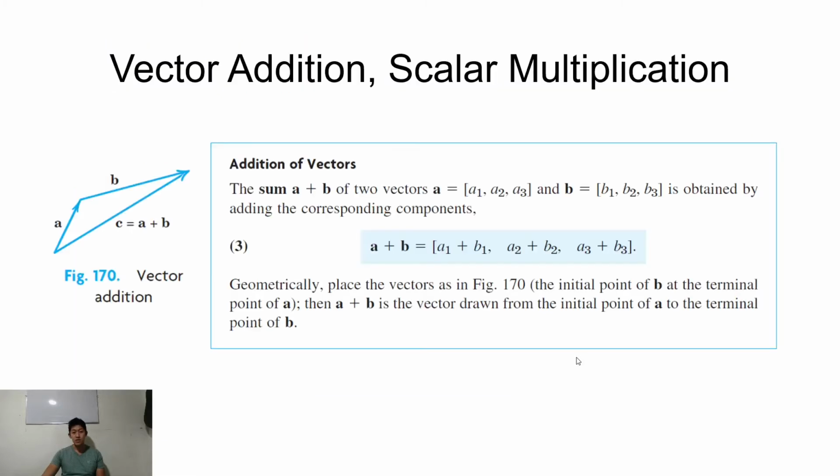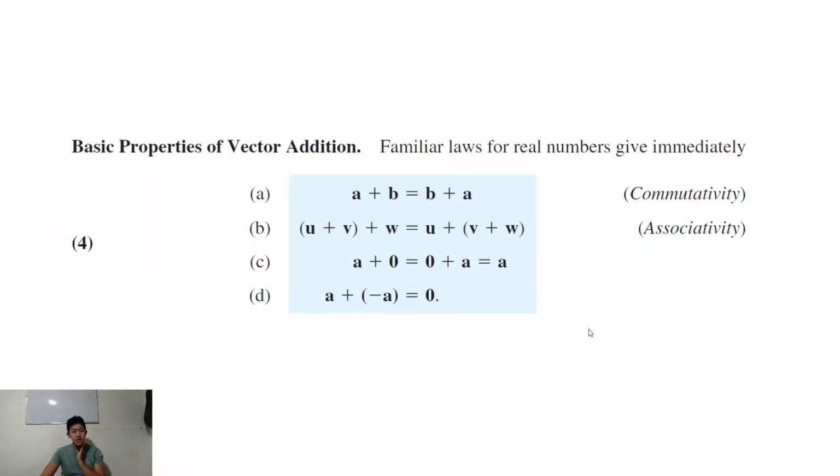To add vectors, you add the corresponding components. For example, a1 plus b1 is the first component of your vector a plus b. So you just add the corresponding components. By the way, these are the properties of addition: commutative and associative. You can add this first or this first, and the answer is the same.